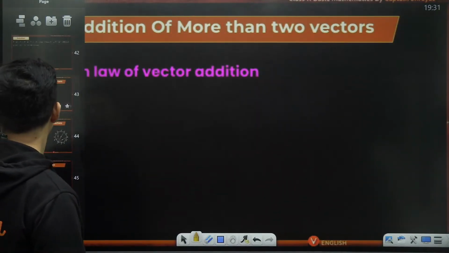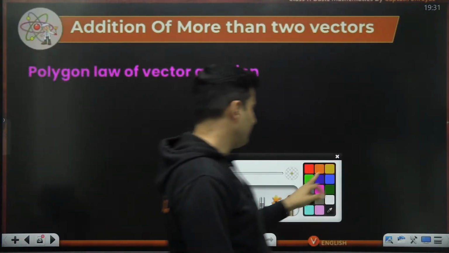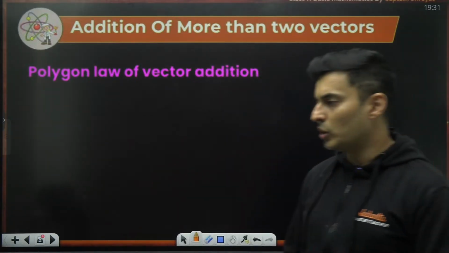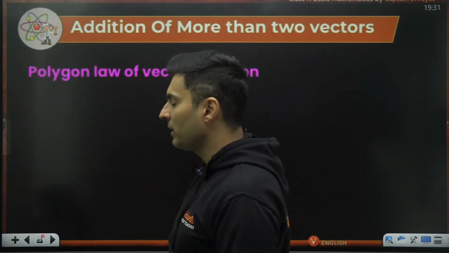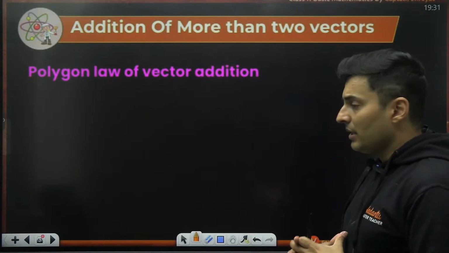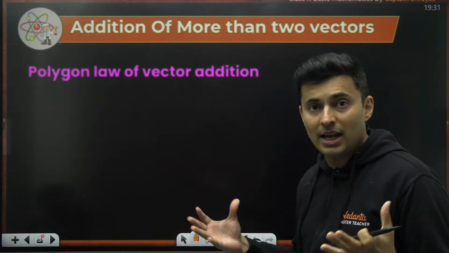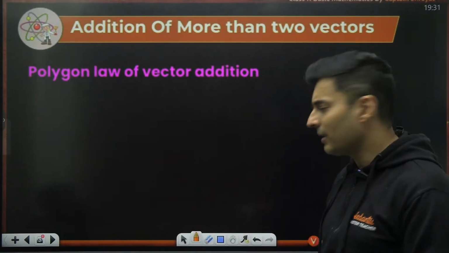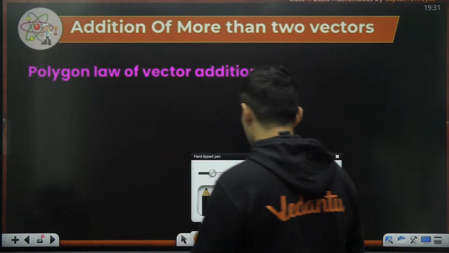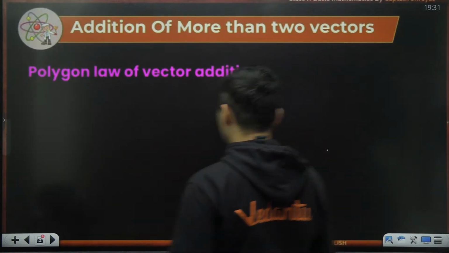Yeah. Polygon law of vector addition. We'll come to that. And then we will go to the component method as well. Whenever you have more than two vectors to be added, then you use polygon law of vector addition, as simple as that. And what is this polygon method?